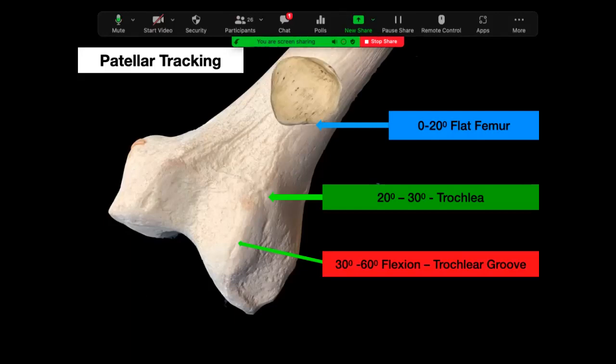So first, you see the patellar tracking. In 0 to 20 degrees, the patella articulates with the flat femur. So in this place, it's the soft tissue which provides stability. In 20 to 30 degrees of flexion, it engages into the trochlea. And when it goes beyond 30 degrees, then it falls into the trochlear groove. So based upon at what degree the patella dislocates, the causes may be different. So one classification is not going to cover every type of patellar dislocation. This is the reason why we have to understand the biomechanics, we have to understand the anatomy.